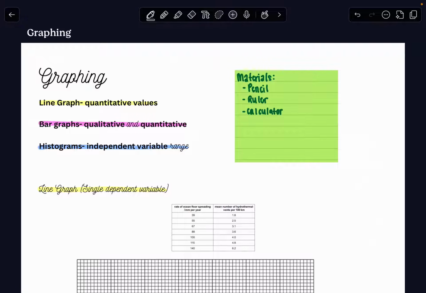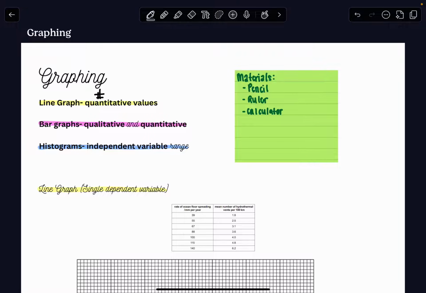So with Cambridge, sometimes they will tell you to plot, which means, hey, I'm doing a line graph. But sometimes it's a little more vague. So you should know anytime you're plotting a graph, you're doing quantitative values, which means it's a line graph. So quantitative values are going to be a line graph. That's anything that's a number.